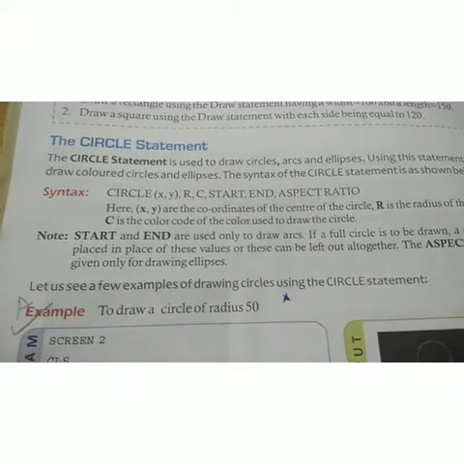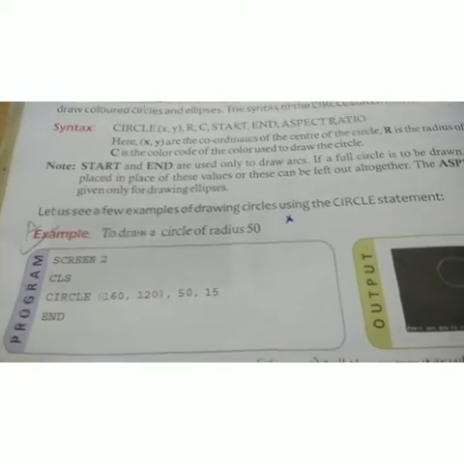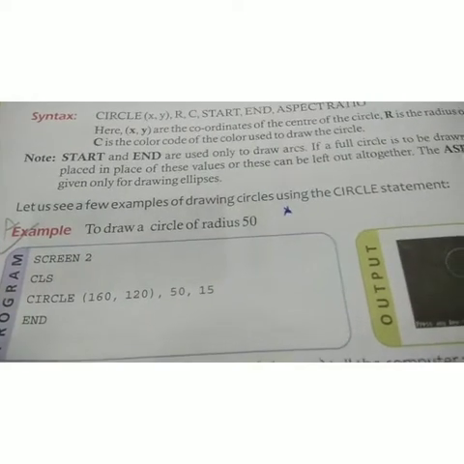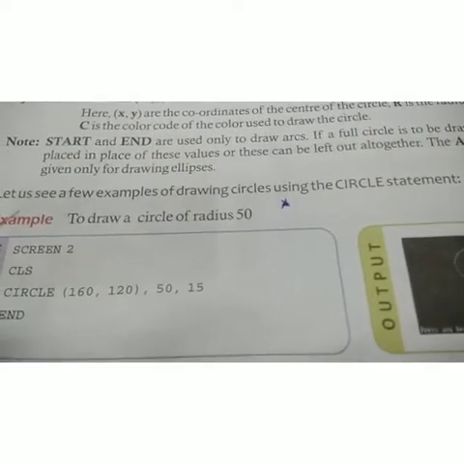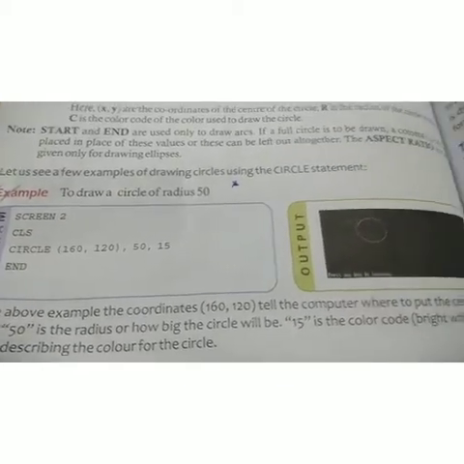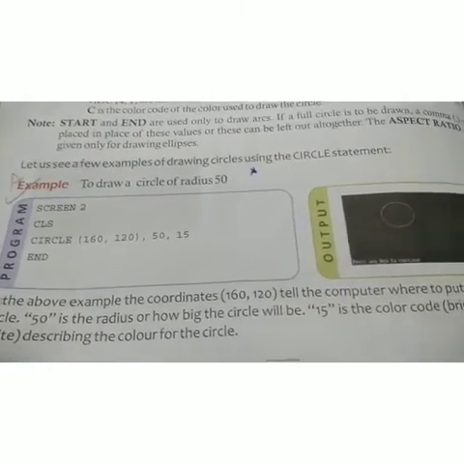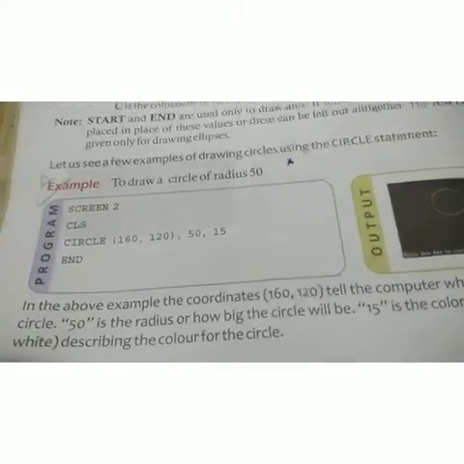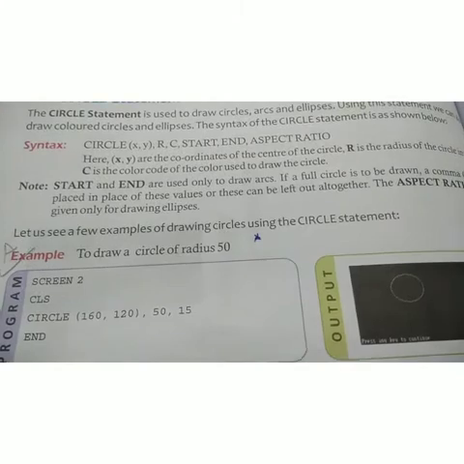Let us see a few examples of drawing a circle using the CIRCLE statement. Students, see this example to draw a circle of radius 50: SCREEN 1, CLS, CIRCLE (160,120), 50, 15. The screen output shows a circle. In the above example, the coordinates 160,120 tell the computer where to put the center of the circle. 50 is the radius, which decides how big the circle will be. 15 is the color code, bright white, describing the color of the circle. So this is a program of a circle.